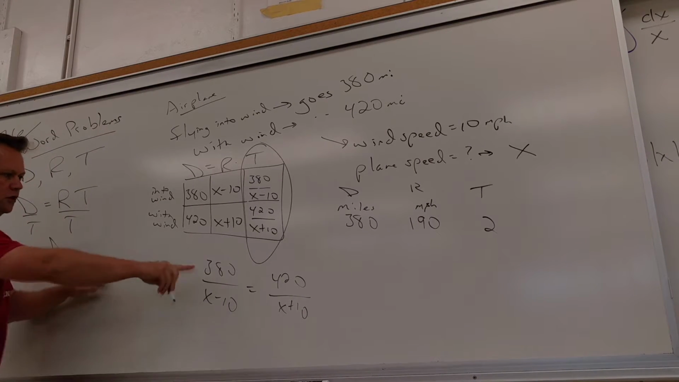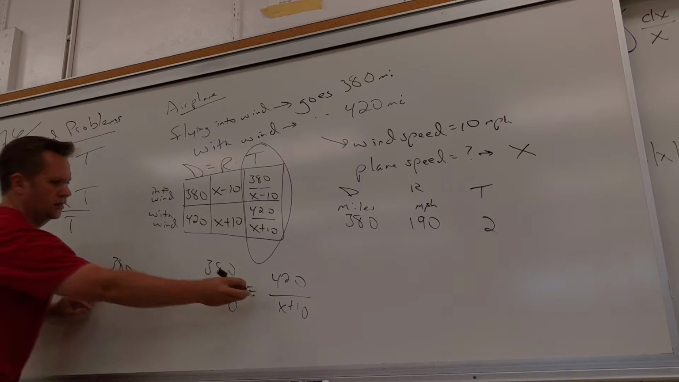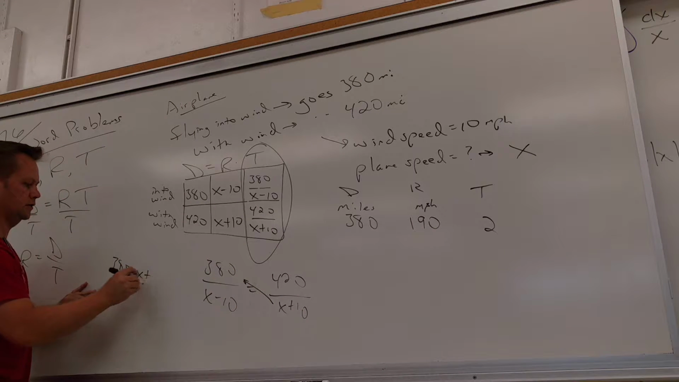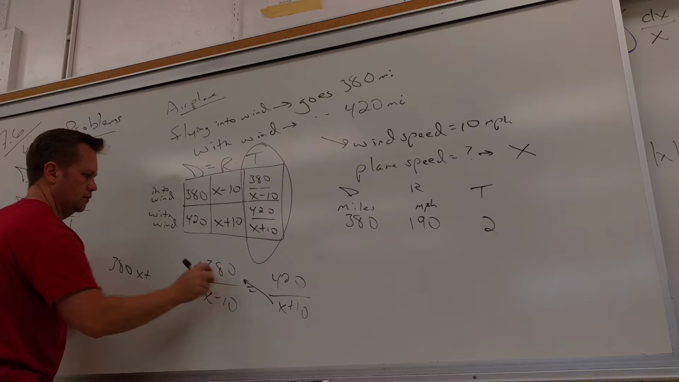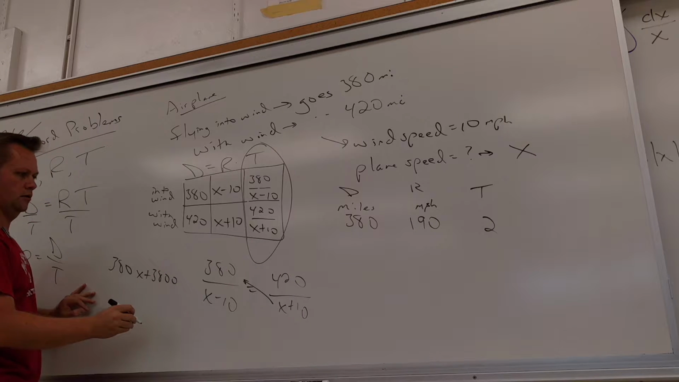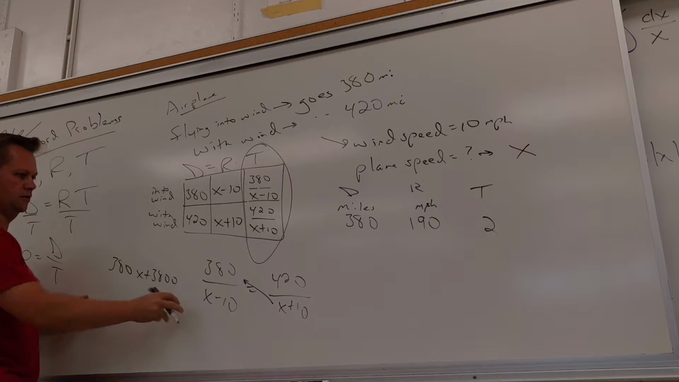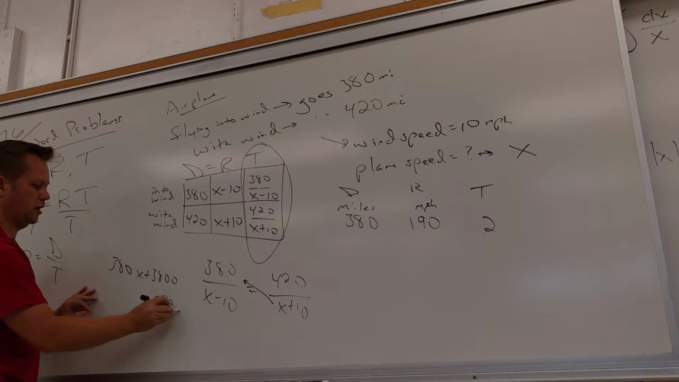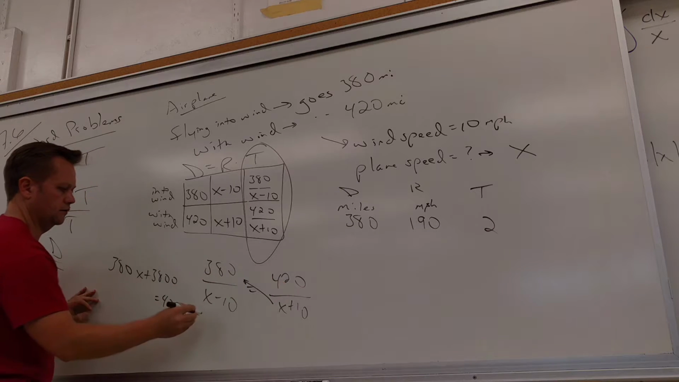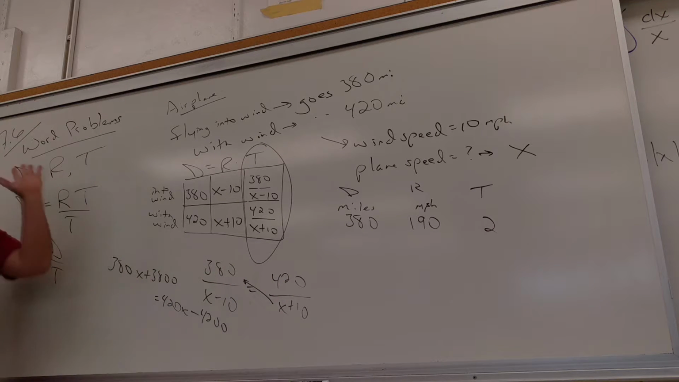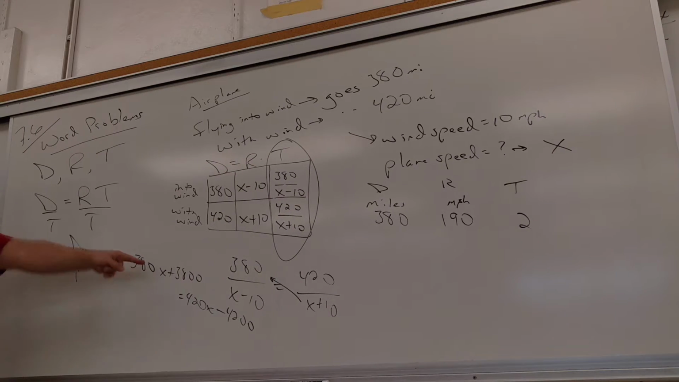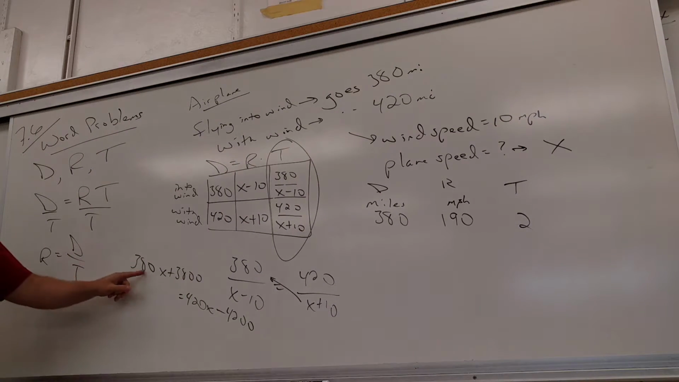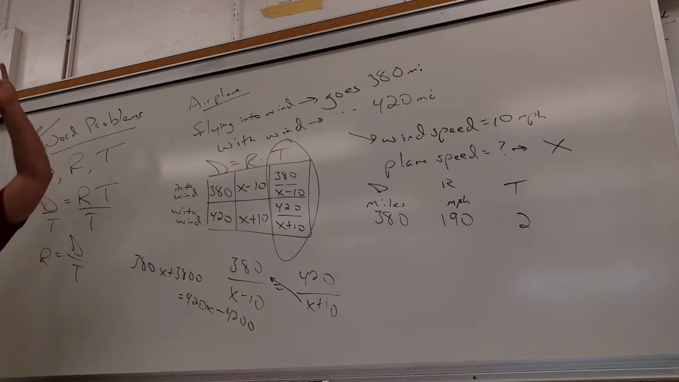So then, if I cross multiply, I get 380x plus 3,800 equals 420x minus 4,000. And you gotta love that. The numbers are a little bit big, but who cares? That's easy. Easy, right? Subtract that, add that, divide, you're done. You guys okay with that?